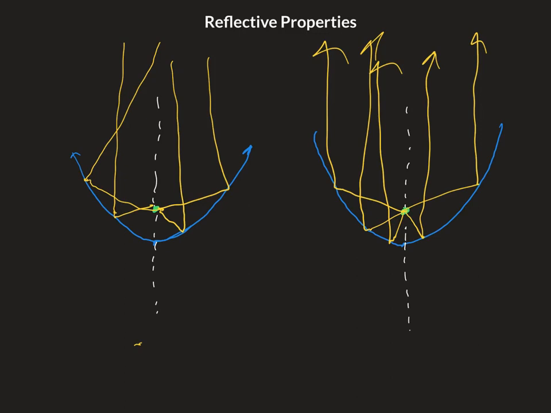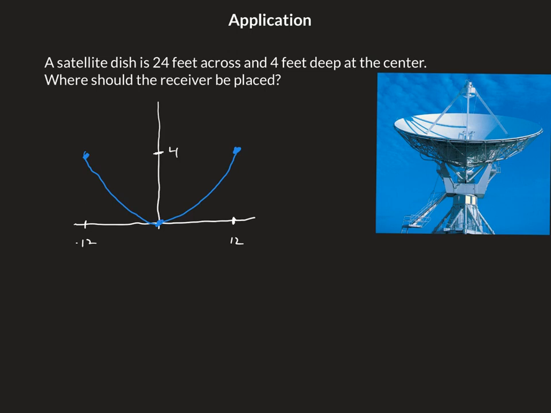Now let's take a look at an application problem. And here we are with a satellite dish. In this problem, we have a satellite dish that is 24 feet across and 4 feet deep at its center. And we want to know where I should place that receiver. How high above our surface, our vertex, that center point, should that receiver be placed?